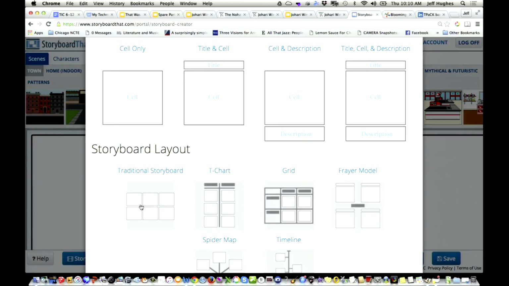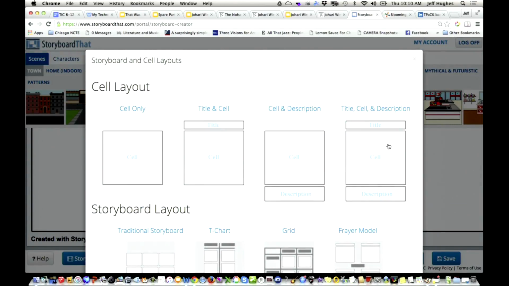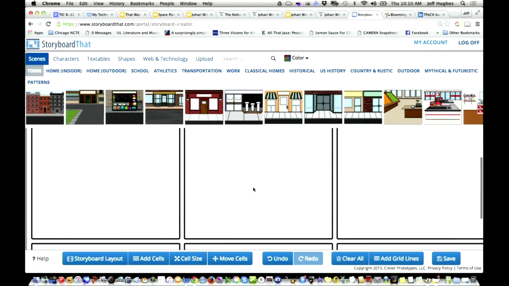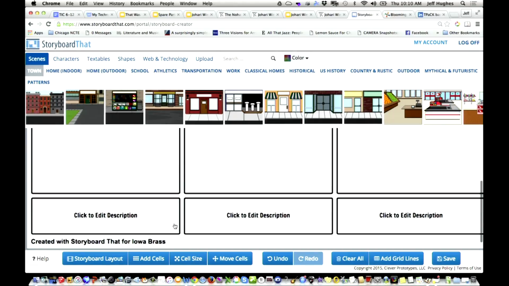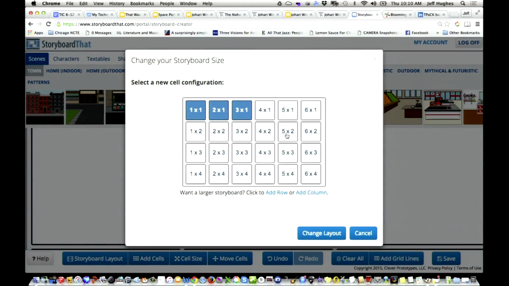For now, I'm going to go with the traditional storyboard. I'll click on Layout again and click on Title, Cell, and Description because I want to put a literary term in the title box and I want to describe what's going on or provide a summary in the description box. I'm finding that I don't have enough frames here, so I'm going to click on Add Cells, and I can add cells all the way up to 24 for a single storyboard.